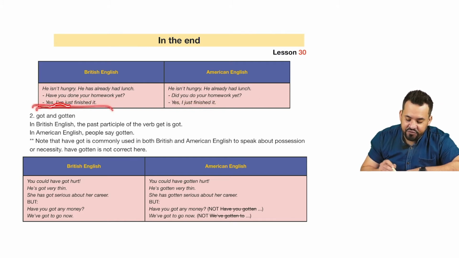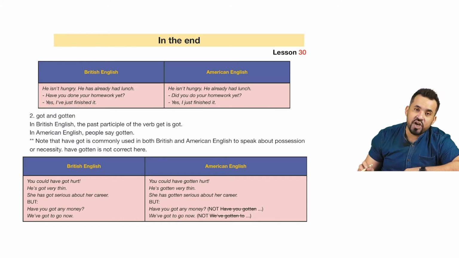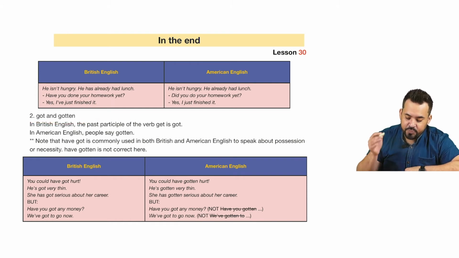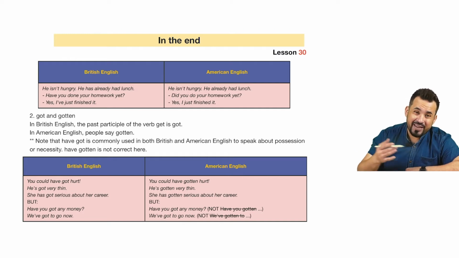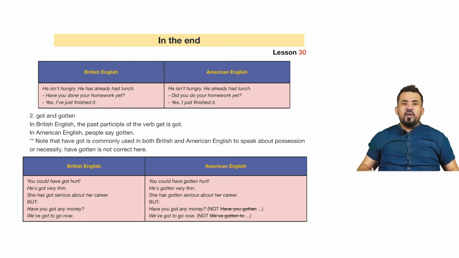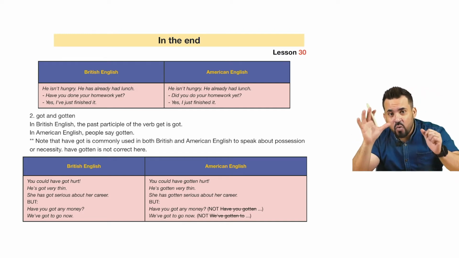Yes, I've just finished it. Yes, I just finished it, without the have. Okay, so this is acceptable in American English. Now, got and gotten. British, in the past participle, get is got. American is gotten.